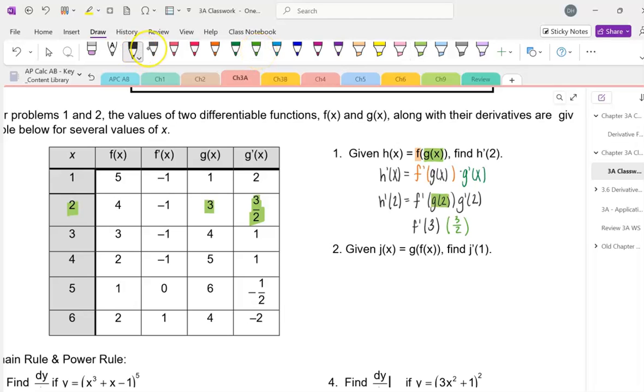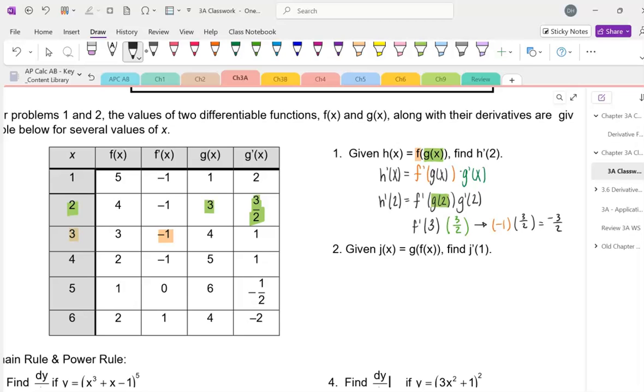So our final answer, let's see. We've got f prime of 3. So we're going to go to when x is 3 and go to f prime. So we've got -1. So we've got -1 multiplied by 3/2 gets us -3/2.